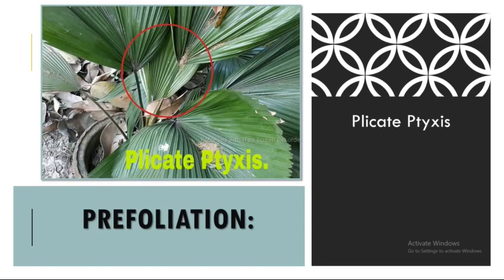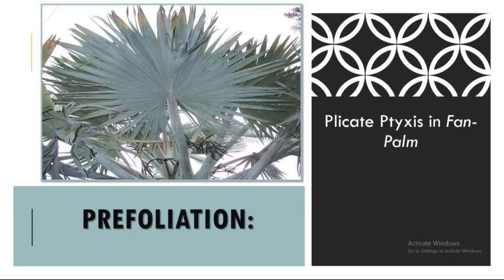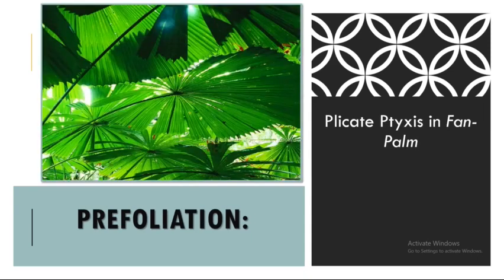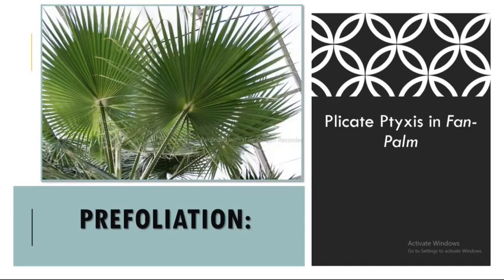Next type of the Ptyxis is the Plicate Ptyxis. Plicate Ptyxis means when the leaf is repeatedly folded longitudinally along ribs in zig-zag manner, as in the fan palms, as shown in the figure. So in prefoliation, this is the Plicate Ptyxis in fan palm.